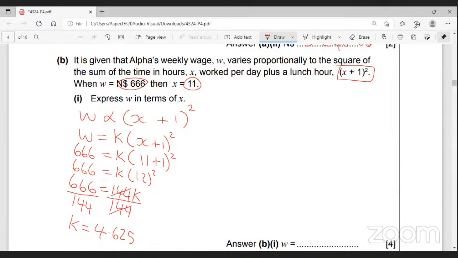Now, therefore, express W in terms of X. Therefore, it's going to be, what is your k? 4.625 of what? X plus 1 squared. So that is what you take there.